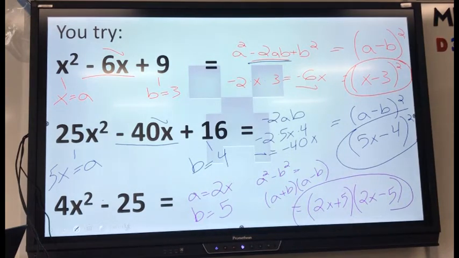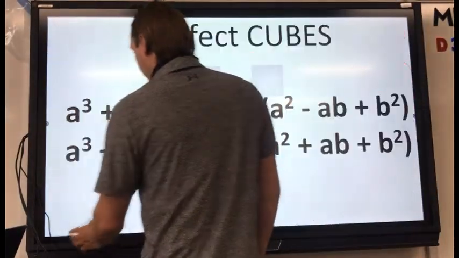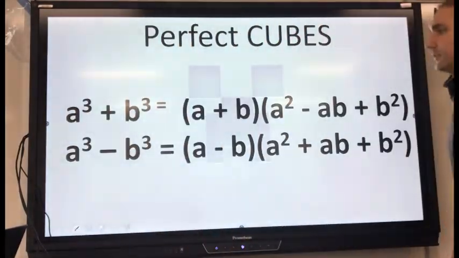How do we do? Okay, did we get it? Okay. That is perfect squares. Now let's look at perfect cubes.